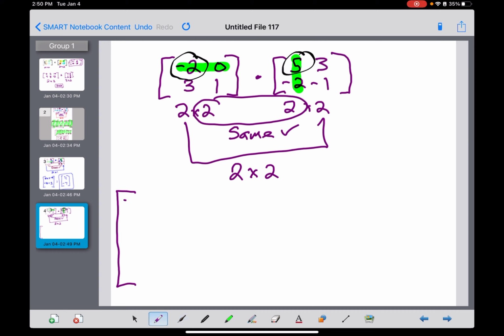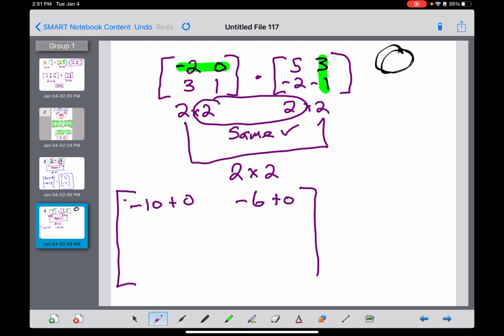What's that give me? So we've got -10 plus 0. -2 times 5 is -10. 0 times -2 is 0. I'm going to take these away. Now we're going to do this one. Now think about where this is going to go. This is the first row, second column. So I've got to go first row, second column. That's right there. That's where this needs to be written. First element, -2 times 3. 0 times -1. Okay, so that one's done.